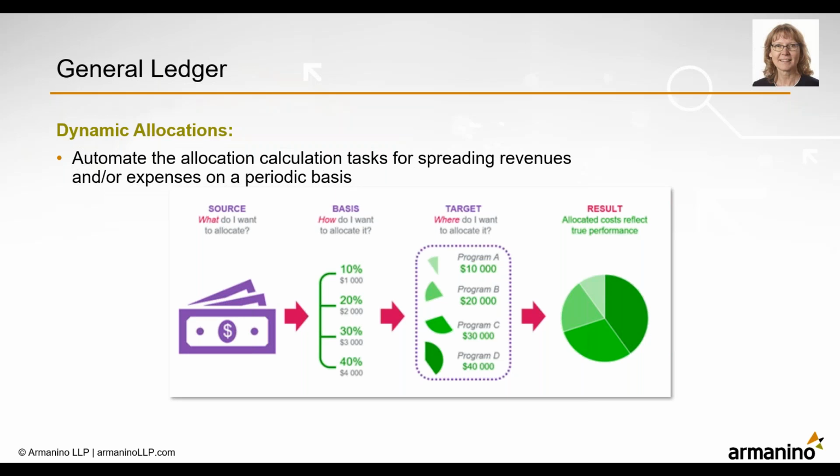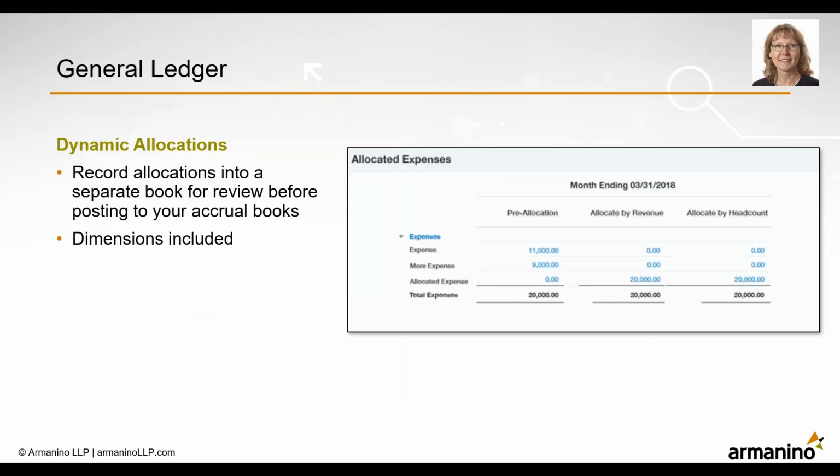The second step, you're going to go in and say, I want it to go to certain dimensions, certain accounts, etc. That's the target: where is it going to go? Where are you pulling it from, and then where is it going to go? Then you'll have your result, which is the true cost of those allocated costs in Intacct. So a nice new module that they're offering.